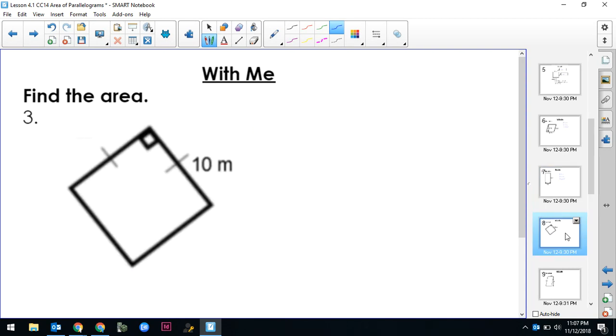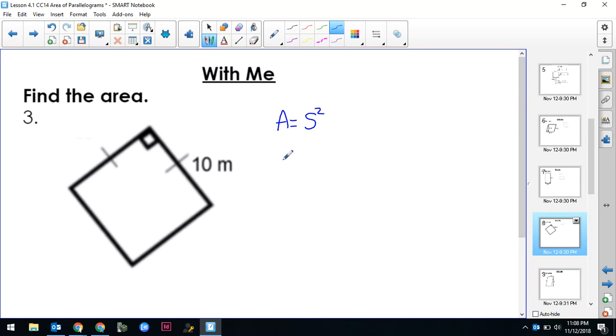Okay, so I'm looking at this shape trying to decide what it is. I see that it has 4 sides. I see that it has right angles. And I see that little marking we talked about showing that the sides are equivalent. So if I can see that those 2 sides are equivalent, I can assume that all 4 are equivalent. And they only labeled one side. So we can safely assume this is a square. So we're going to use A equals S squared.